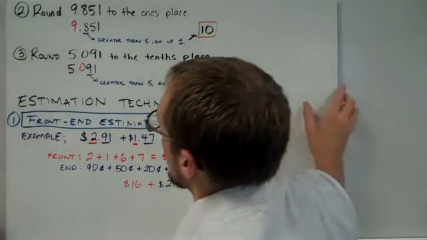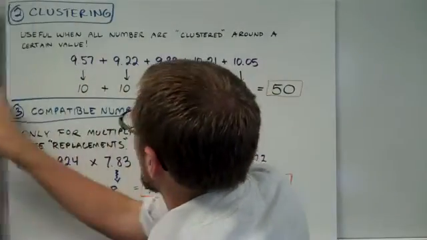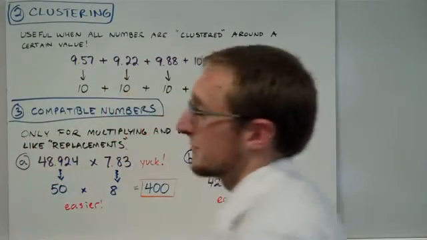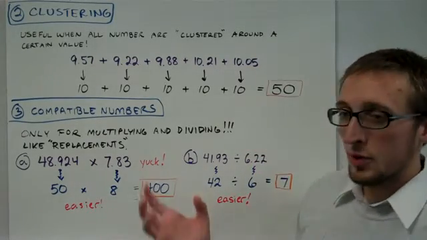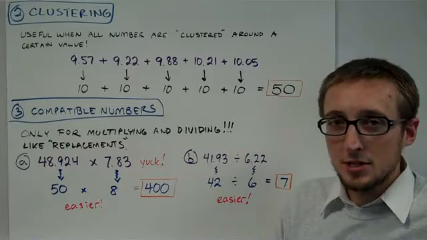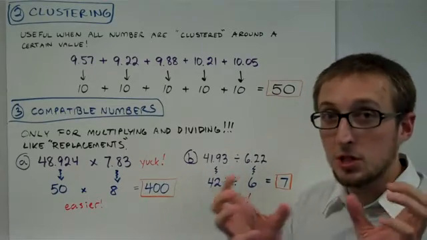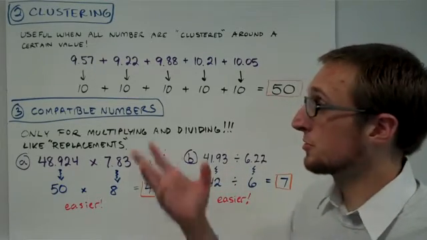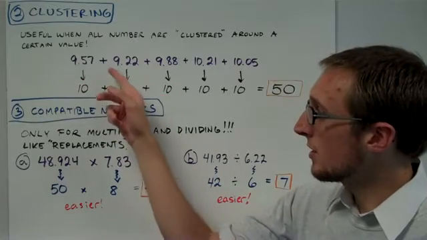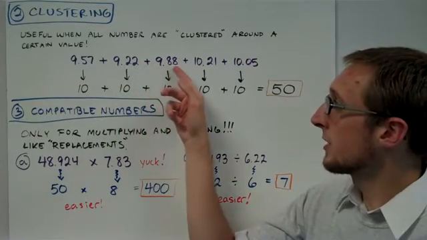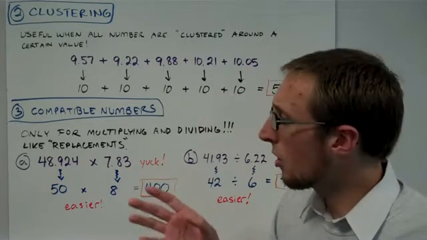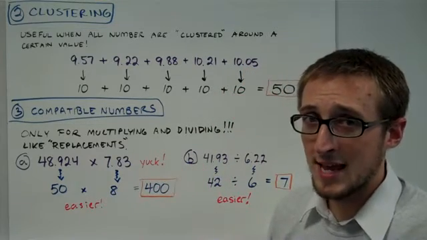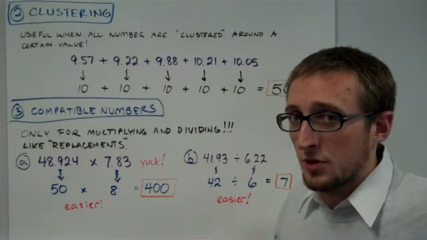Now another estimation technique is called clustering. It's one of my favorites because it's really not that hard. It's very useful when all of the numbers you're adding or subtracting kind of hover around or cluster around the same value. So take a look. We got 9.57, 9.22, 9.88, 10.21, 10.05. They are all really, really close to 10. So let's just round each one of them to 10.